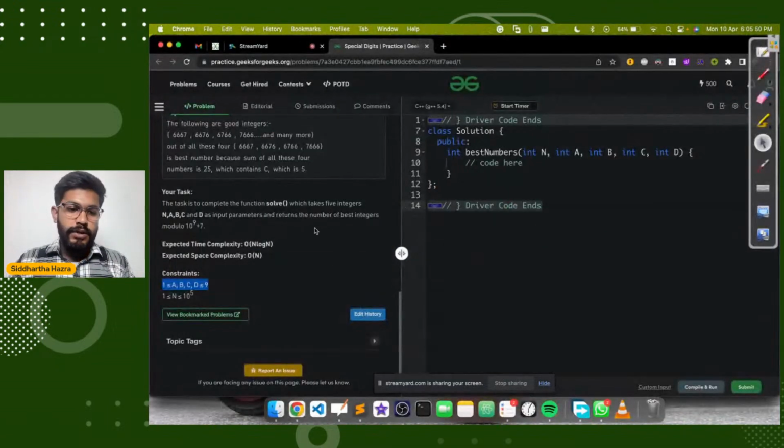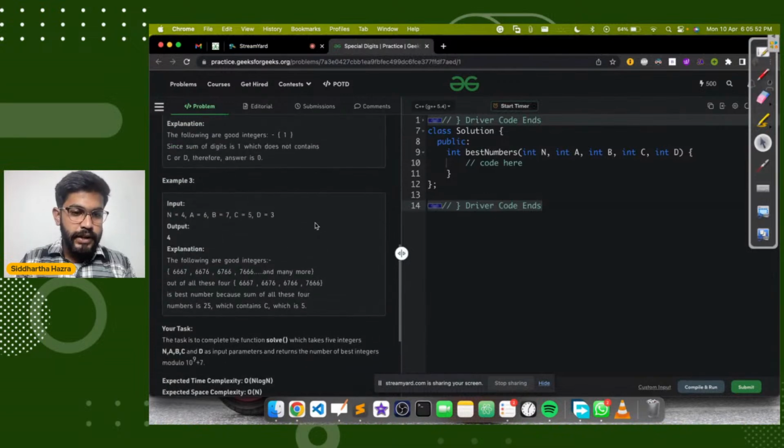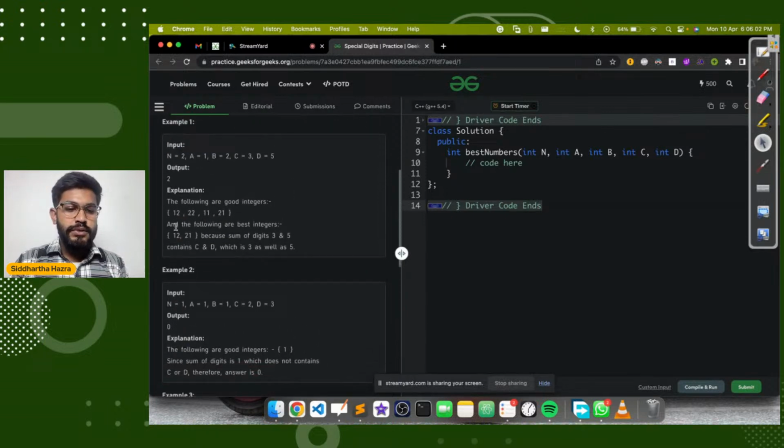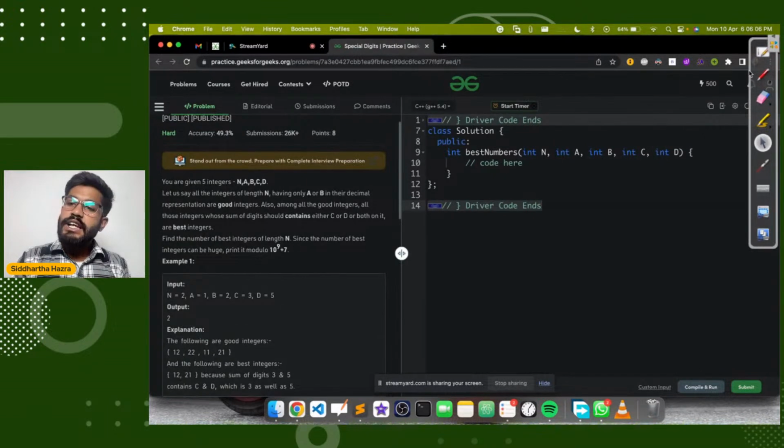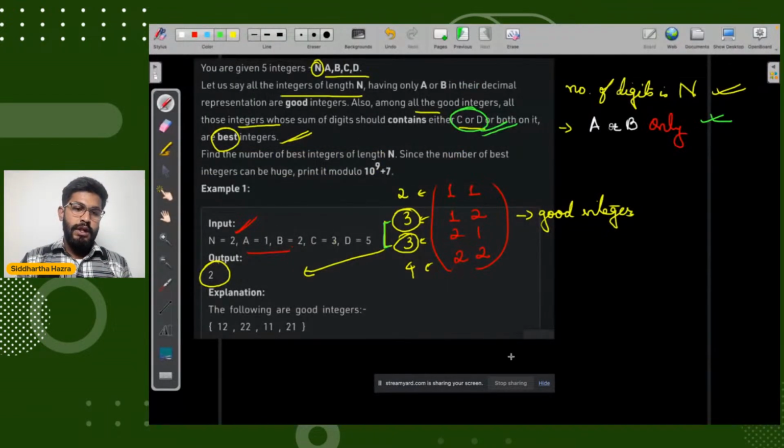Let us take one more. Do we have a simple one? No, the values would be many more. It would be very large, so it can't be shown. Okay, so basically this is what you need to do.